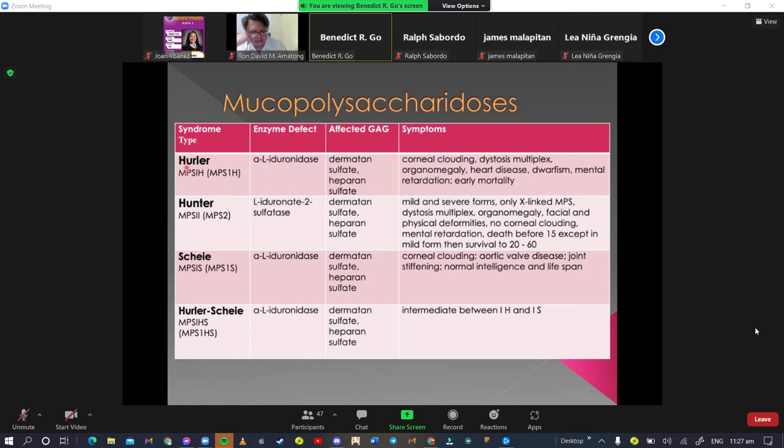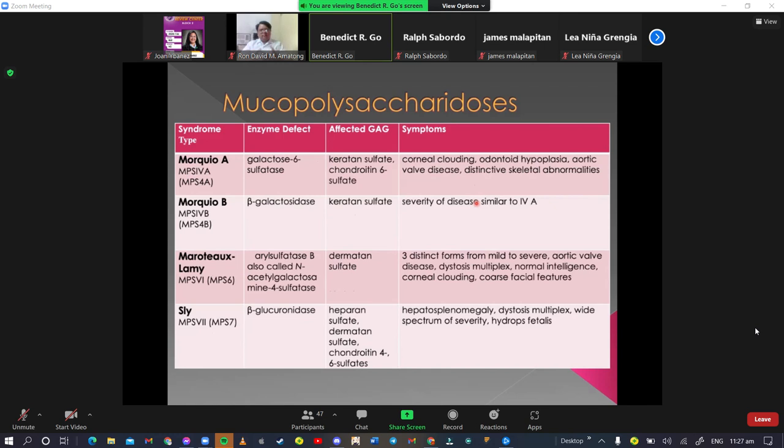So you have Hurler's and your Hunter syndrome. The enzyme defect for Hurler's is alpha-L-iduronidase, and the enzyme defect for Hunter's is L-iduronate 2-sulfatase. For the symptoms, you just need to know that Hunter syndrome is X-linked. X marks the spot for the Hunter, and which symptoms are common in both. Okay, and yeah, let's not do that anymore.